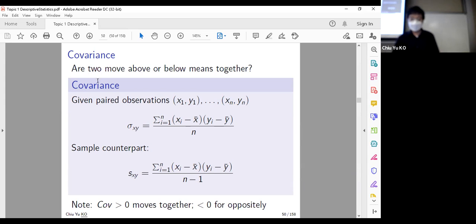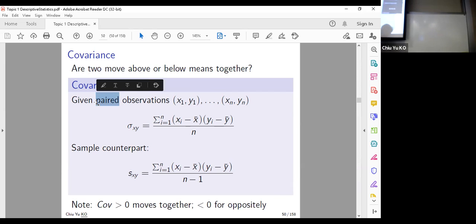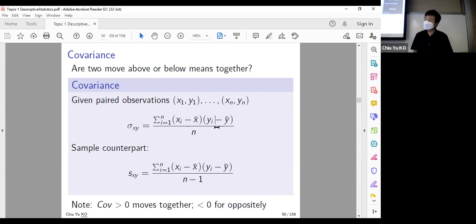Pair observation means you cannot break it down. It's a pair already, so it must be the same guy. You observe two things. And now the formula: if y1 and x1 are the same, or y2 and x2 are the same, then this becomes a square. It's exactly the variance idea, right? The sum of squares.